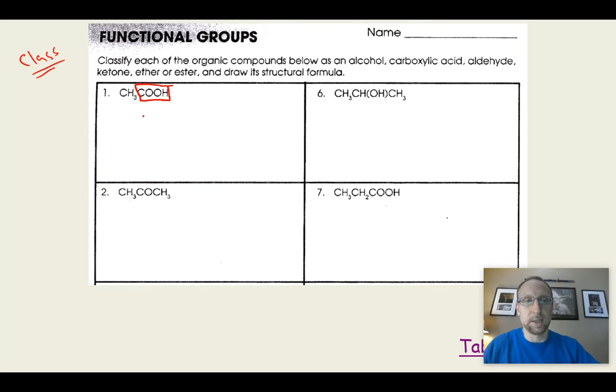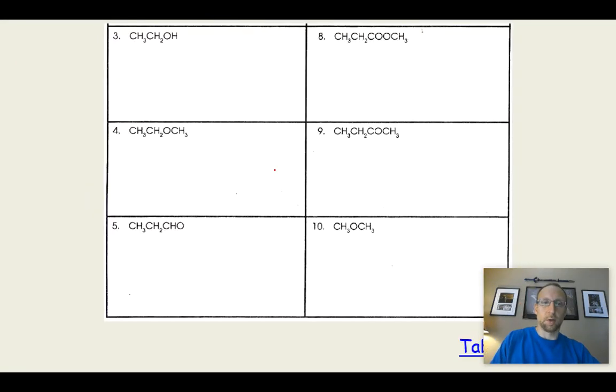So I don't want you to name it specifically. Just tell me the type of organic compound that it is. So what do I mean by that? Look at number 8. There is the C-double-O, right? Notice how there's no H following it. So this would be an ester.